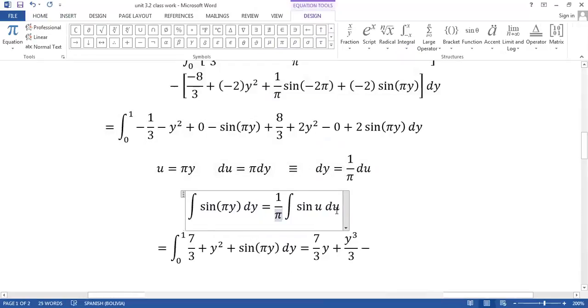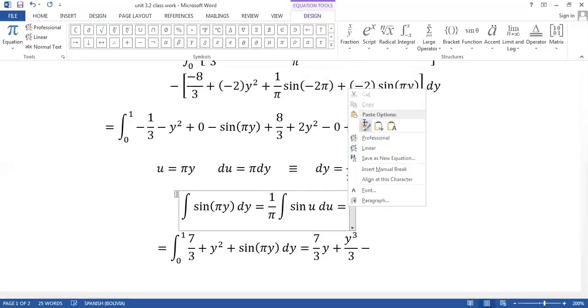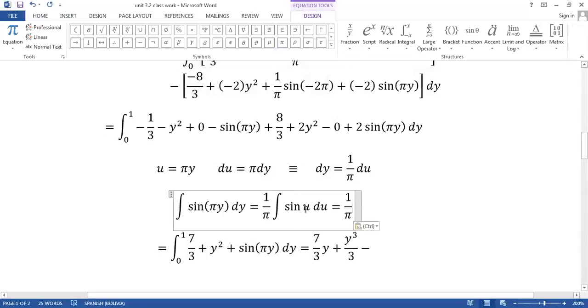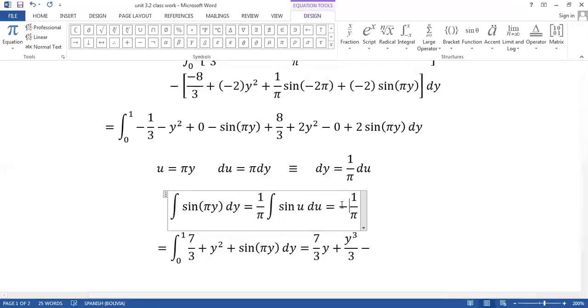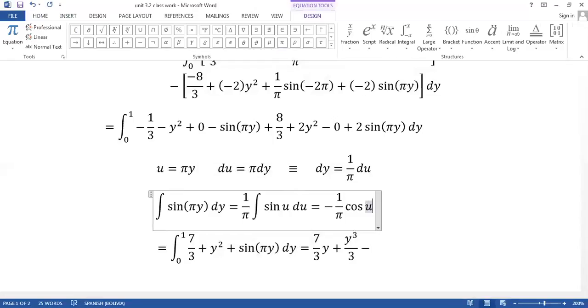Right, and that is equal to 1 over pi times, open bracket, the integral of sine, which is negative cosine. Oh, it's a negative? Yeah, I think you're right. Cosine u. No, there's no du, not in the integral. So now, where was I?